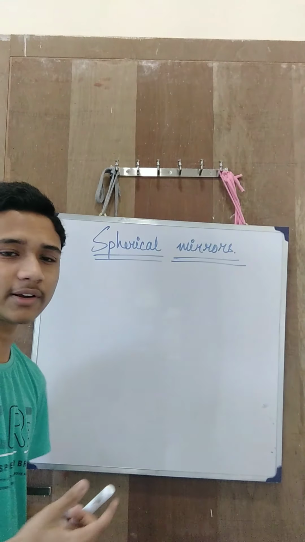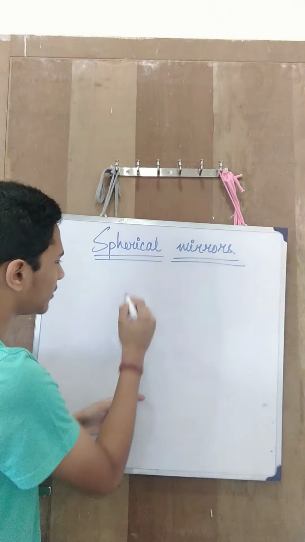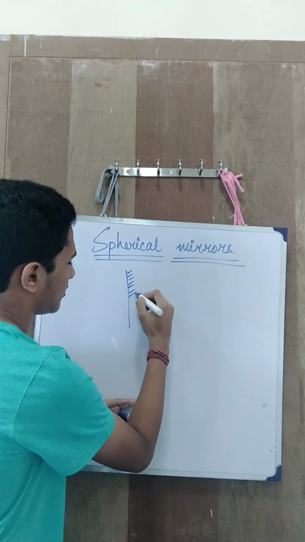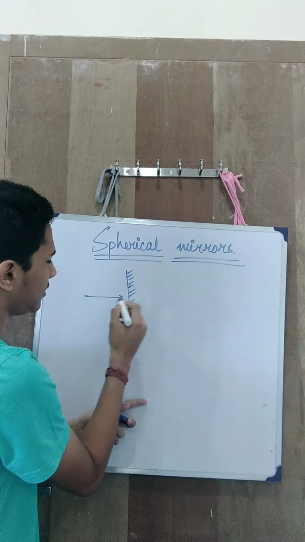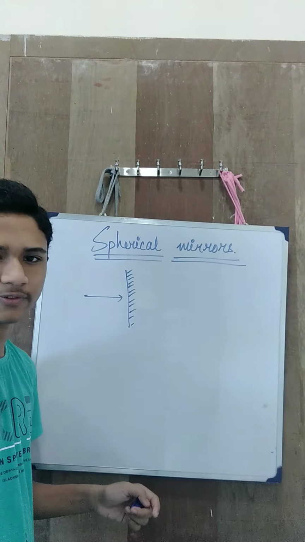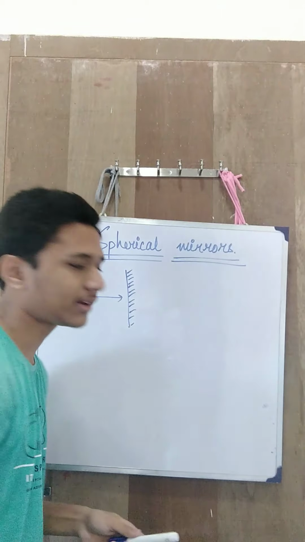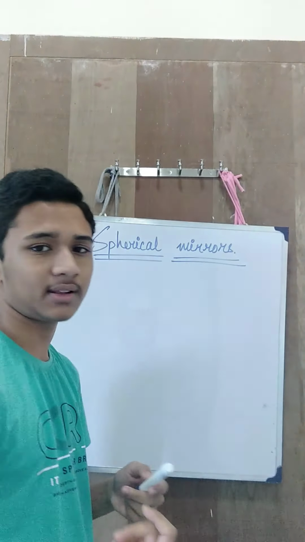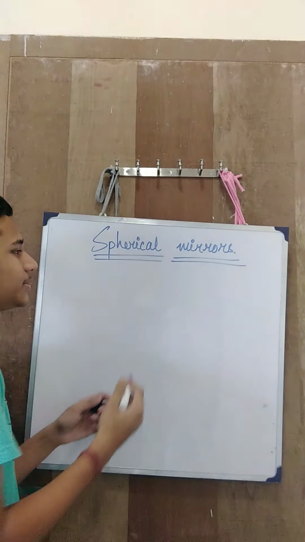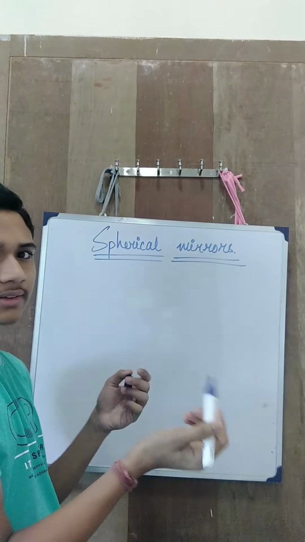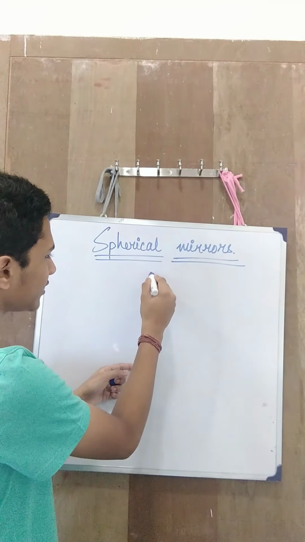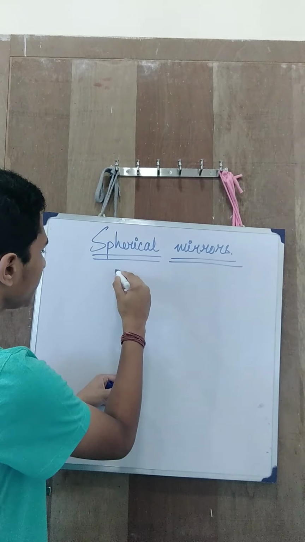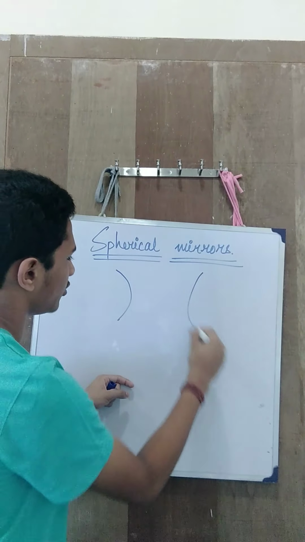Talking about spherical mirrors, you know what a plane mirror is. A plane mirror is just like this, straight, right? And this one is the reflecting surface. But in the case of a spherical mirror, you will understand the difference first, then you will be able to differentiate. A spherical mirror is a mirror where the reflecting surface is curved, not like this, either curved inwards or outwards.